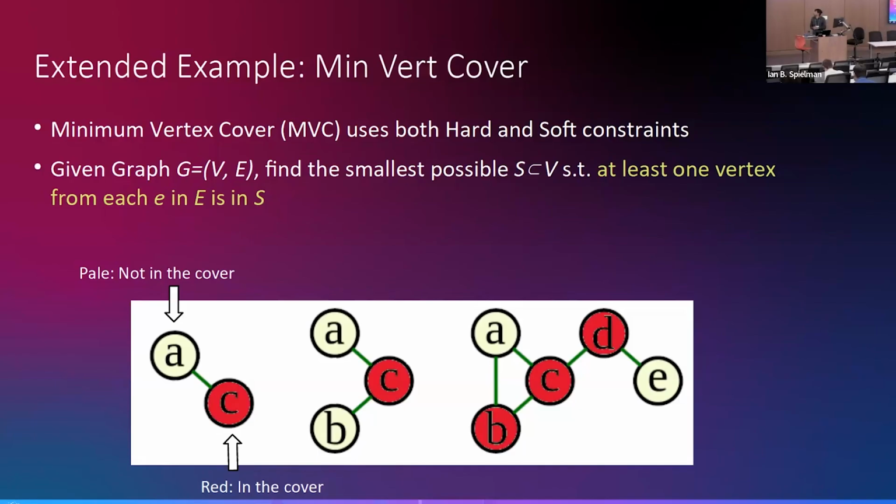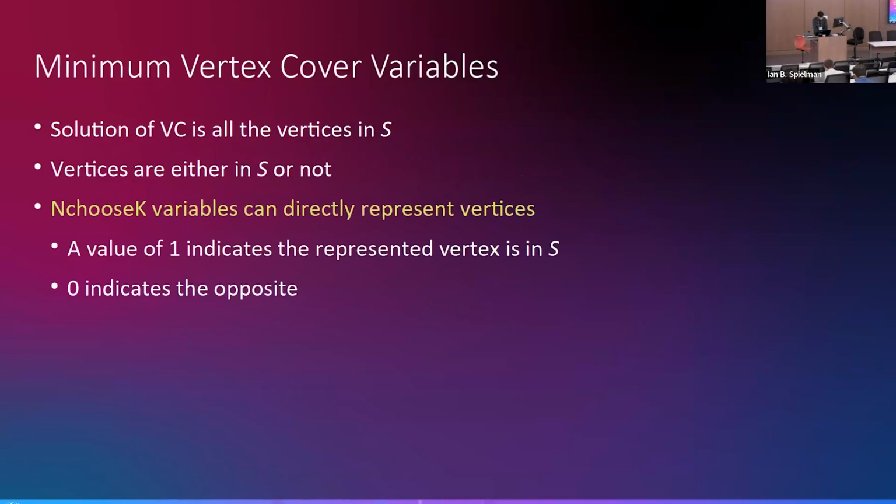So this is the problem which we discuss in the paper, which demonstrates the advantage that nChooseK has as a language that is easier for us to formulate problems in. This is the minimum vertex cover problem, and it says that given a graph G, find a set of vertices such that all of the edges of the graph are shared by at least one vertex in the set. So the solution for the vertex cover problem is all the vertices in S. It is a trivial solution.